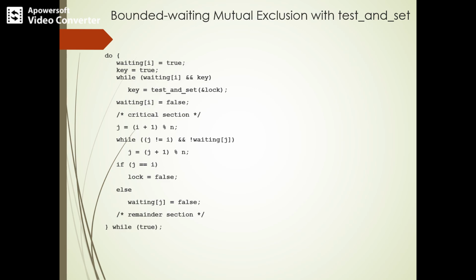So it is very clear that even the bounded waiting requirement is met. You can observe that the array works in a cyclic manner from I plus 1 to I plus 2 up till 0 and I minus 1. So it designates the first process in this order, with waiting of j equal to true, as the next one to enter the critical section.